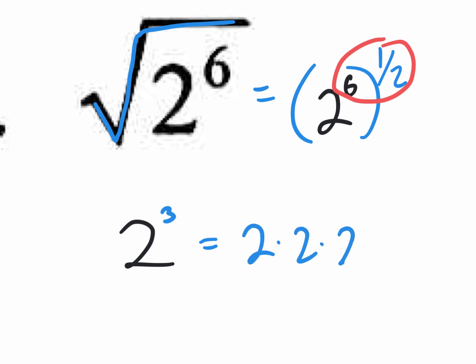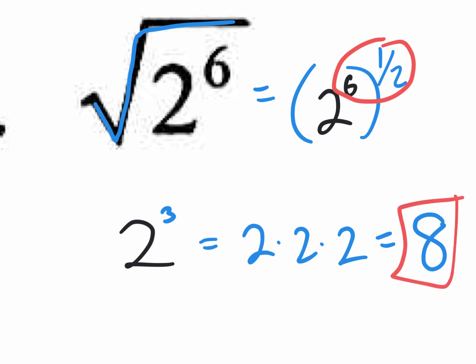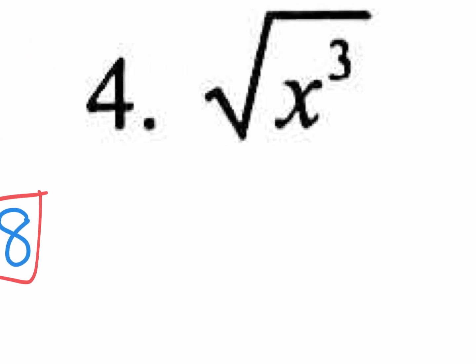What's 2 times 2 times 2? 8. So, yeah, let's simplify it and let's say that the answer is 8. Okay? Let's move on to this one over here.